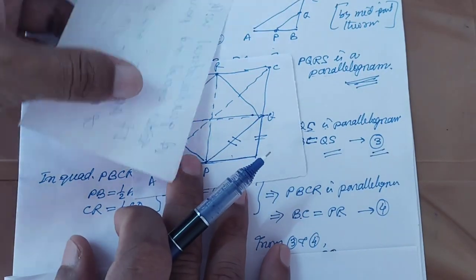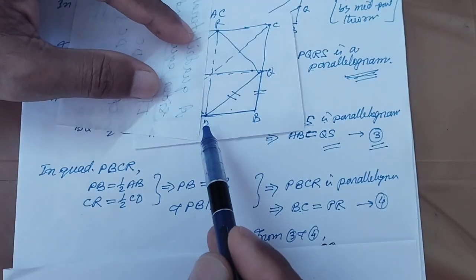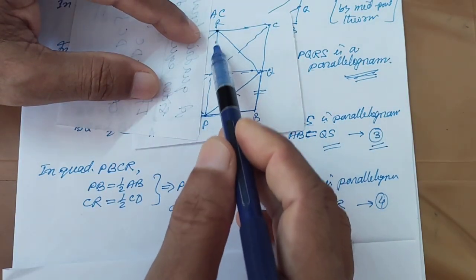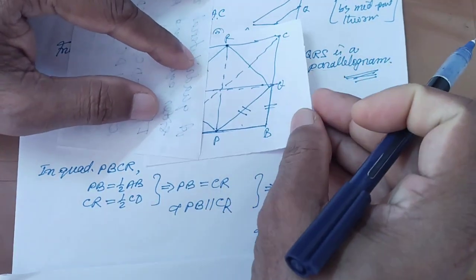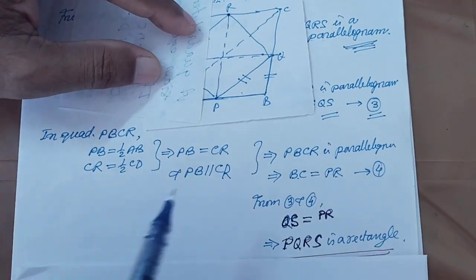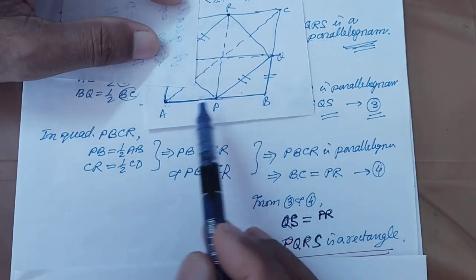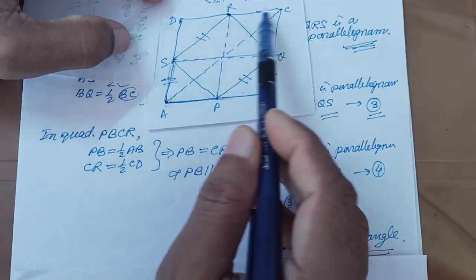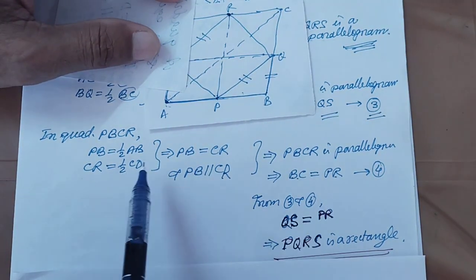Again, I am taking out this quadrilateral. Which quadrilateral? PBCR. This part. So in this part, what do we have? P is midpoint of AB, so PB is half of AB. R is midpoint of DC, so RC is half of DC, written here.